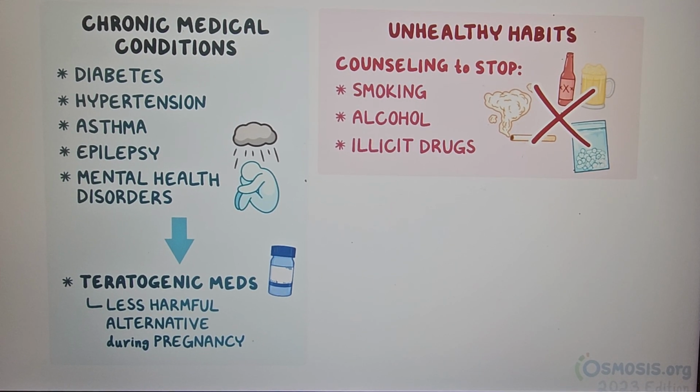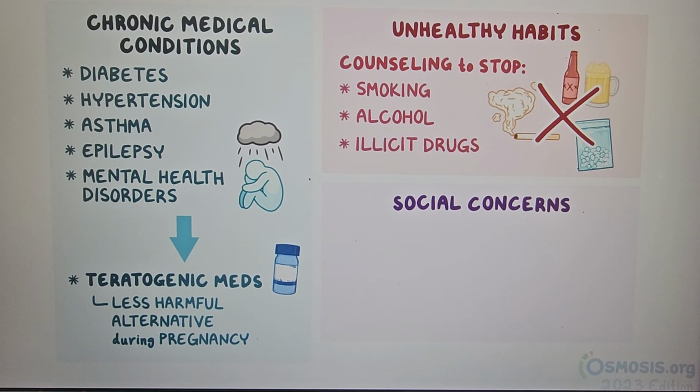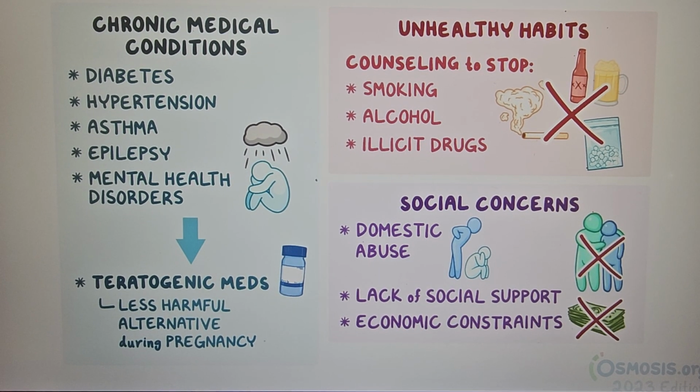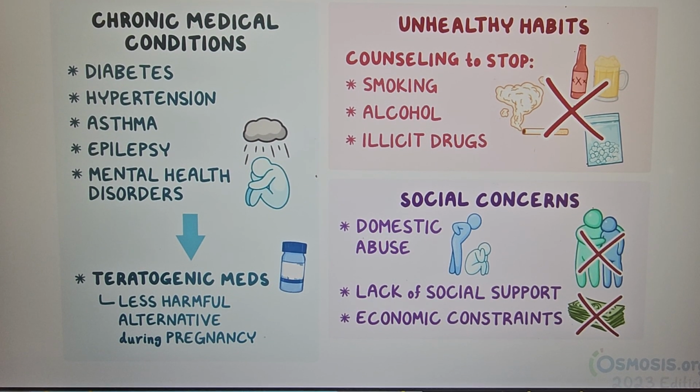Finally, it's important to identify any social concerns such as the possibility of domestic abuse, lack of social support, or economic constraints, any of which can negatively affect the course of a pregnancy.